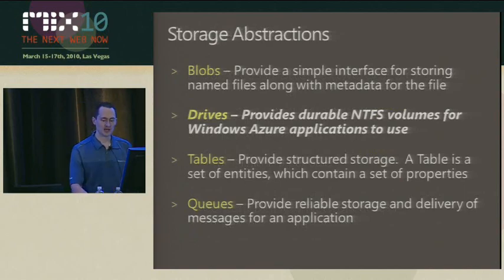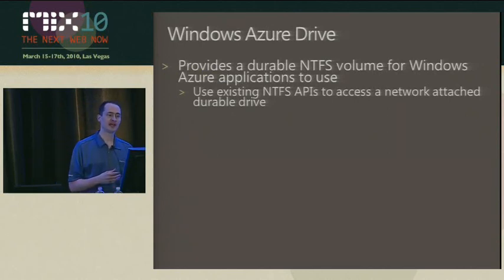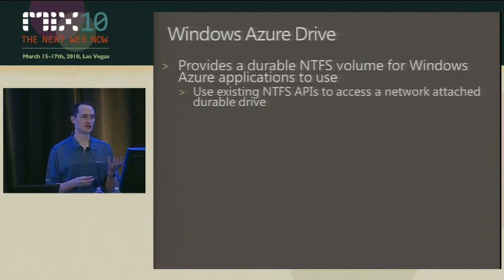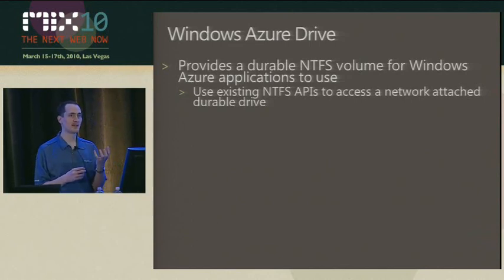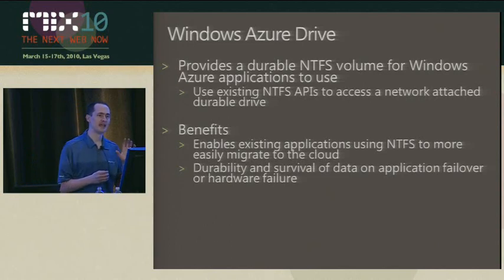So now I'd like to switch over to drives. Drives provide the ability for your application to mount NTFS volumes that are durable. So your Windows Azure application will be able to use existing NTFS APIs to access a durable drive that's mounted over the network. The scenario and benefit we're going after is that it enables existing applications that already use NTFS APIs to be migrated more easily to the cloud. You also get durability and survival of your data if there's an application failover as well as if there's a hardware failure.